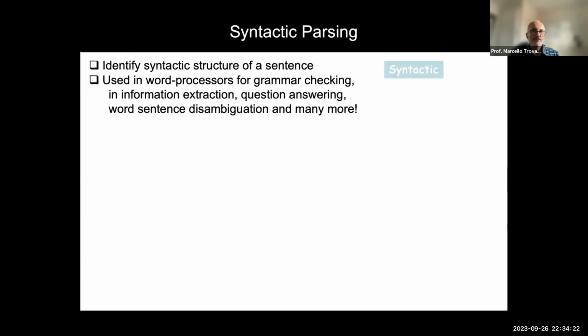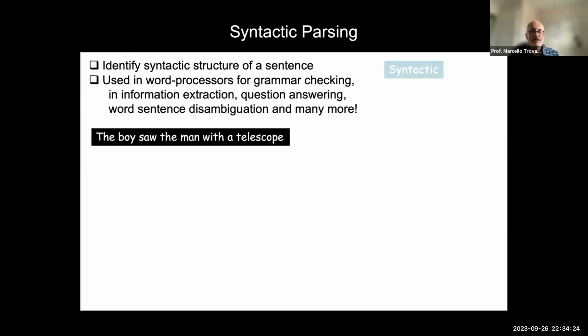Some of the techniques can also be used to understand the structure of a sentence. In particular, the structure that can be extracted from the POS tagger can be used to understand what a sentence refers to.